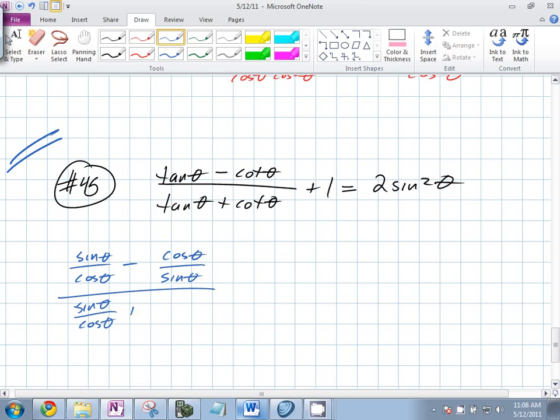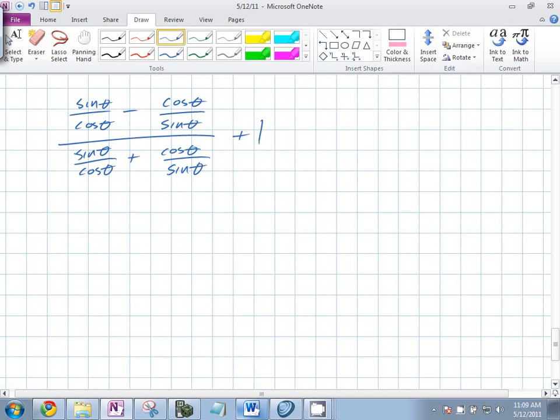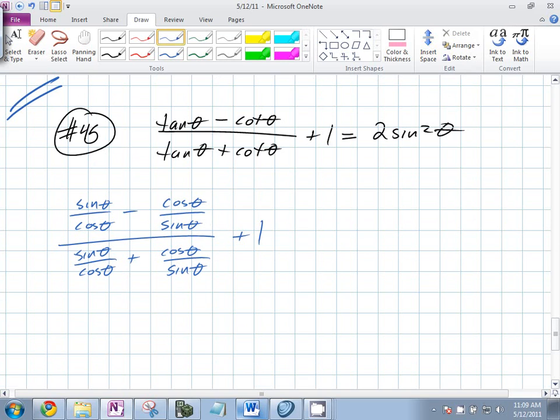plus sine theta over cosine theta plus cosine theta over sine theta. Okay, now what? Yeah, add the fractions, but if we add the fractions, what do we need? Common denominator. So you know what I'm going to do? I'm going to take this and move it all over here. We're just going to skip a few ugly things.